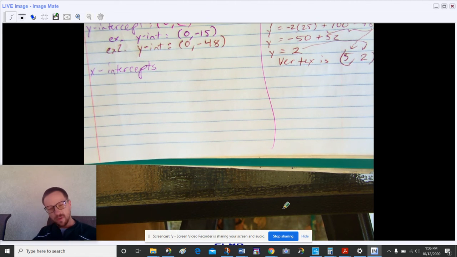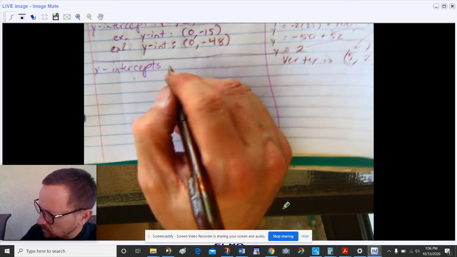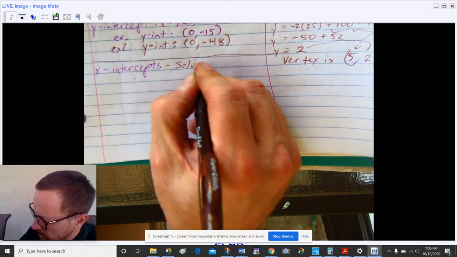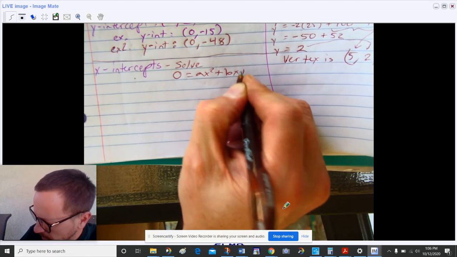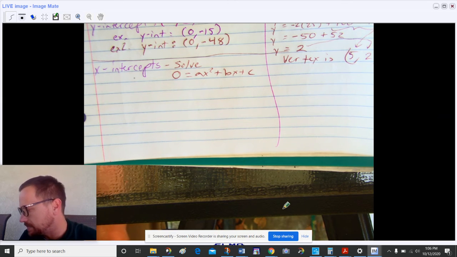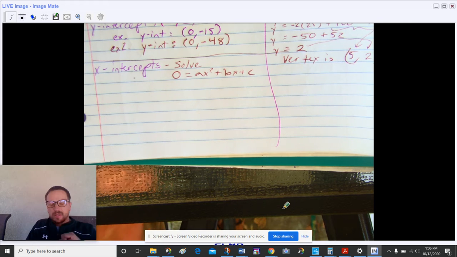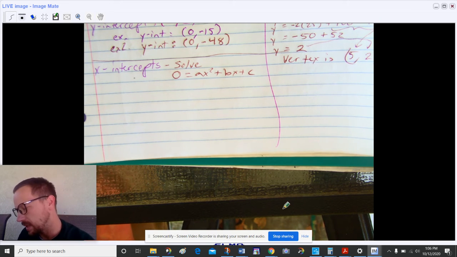Okay, x-intercepts can be tricky. There are multiple ways to figure out your x-intercepts. Basically, we're going to solve 0 equals ax squared plus bx plus c. And you have 3 main options that people tend to look at. One of them, I'm just going to tell you, most people don't use because it's a headache. It's the one with the most work, and that is what we call completing the square and then solving the equation. That one takes the most work. Okay, we're not going to worry about that.